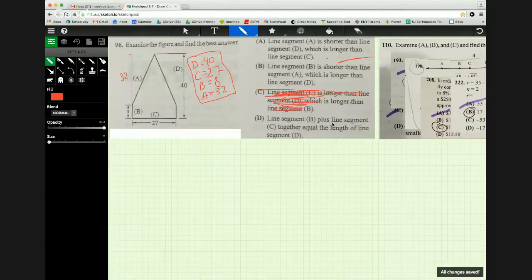And line segment B plus line segment C, so 8 plus 27, right? B is 8. 8 plus 27 equals the length of line segment D. Well, no, 35 does not equal 40. That's not true. So this one's not true.